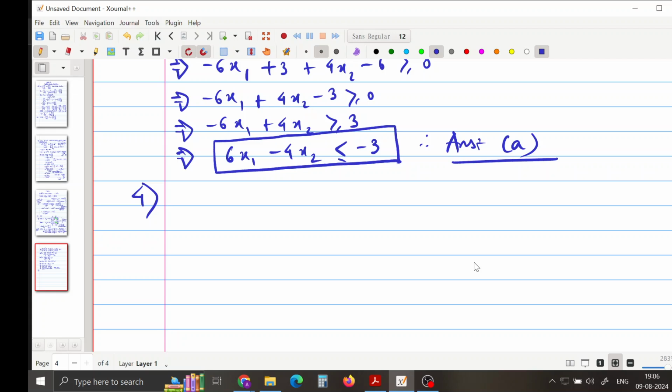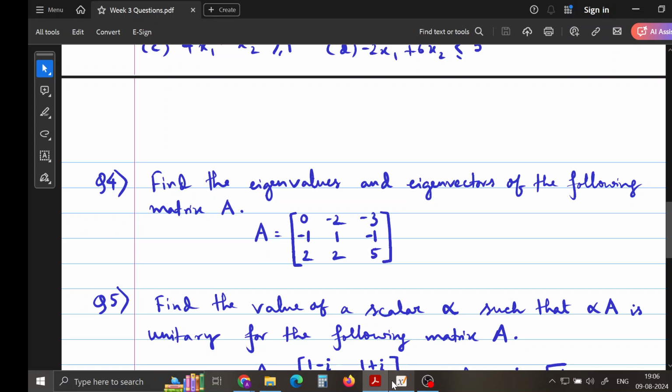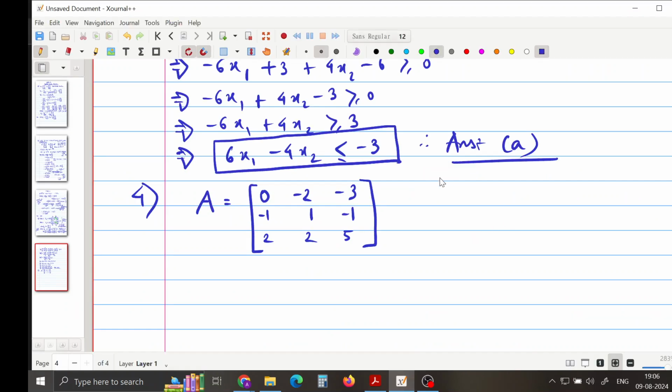Okay, so basically in this question you are given a matrix which is 0, -2, -3, -1, 1, -1, 2, 2, 5. This is the matrix. So what is the order of this matrix? What is the size of this matrix?